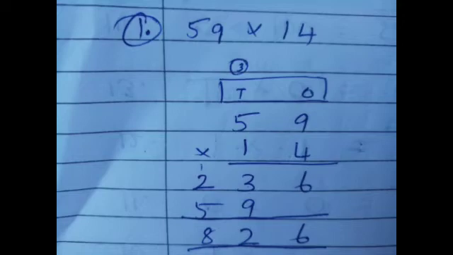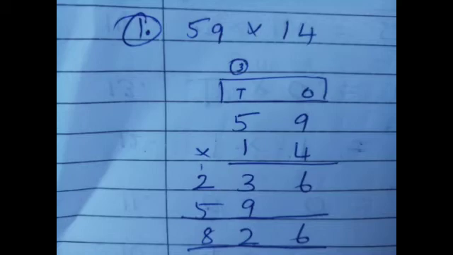Start with the multiplication from ones place number onwards. So 59 we are going to multiply by 4. Start with the ones place, 4 into 9. 9 fours are 36. 6, and 3 should be carried over.